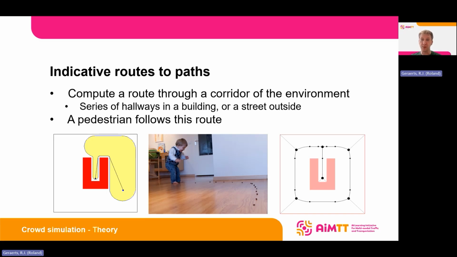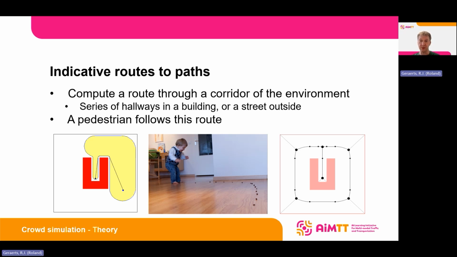At level 4, global route planning, the simulation computes a route through the environment from a pedestrian's current location to their destination. Rather than calculating every individual step, this level determines an overall corridor through which the pedestrian should travel. For example, inside a building, this corridor might consist of a sequence of hallways, rooms, and doorways connecting the start and destination. In an outdoor environment, it might consist of a series of streets, pathways, or open spaces that guide the pedestrian toward the goal. The result is an indicative route, a high-level plan that specifies where the pedestrians should go, but not exactly how they will move at every moment.